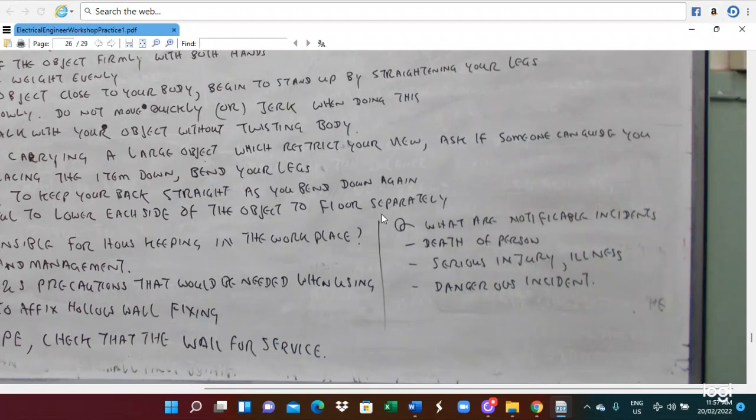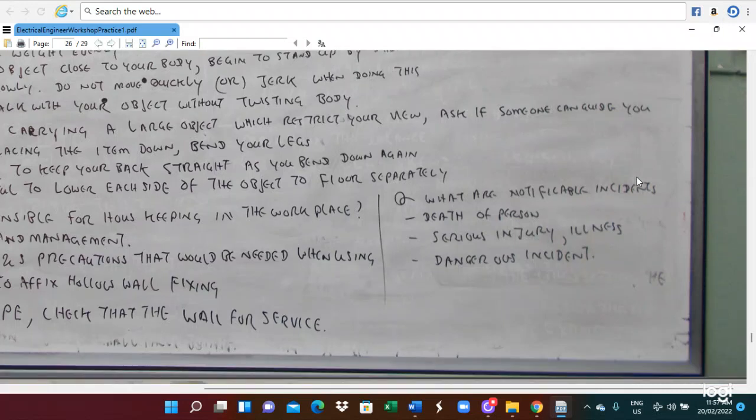What are the notifiable incidents? Death of a person, serious injury, illness, and dangerous incidents are the notifiable incidents.